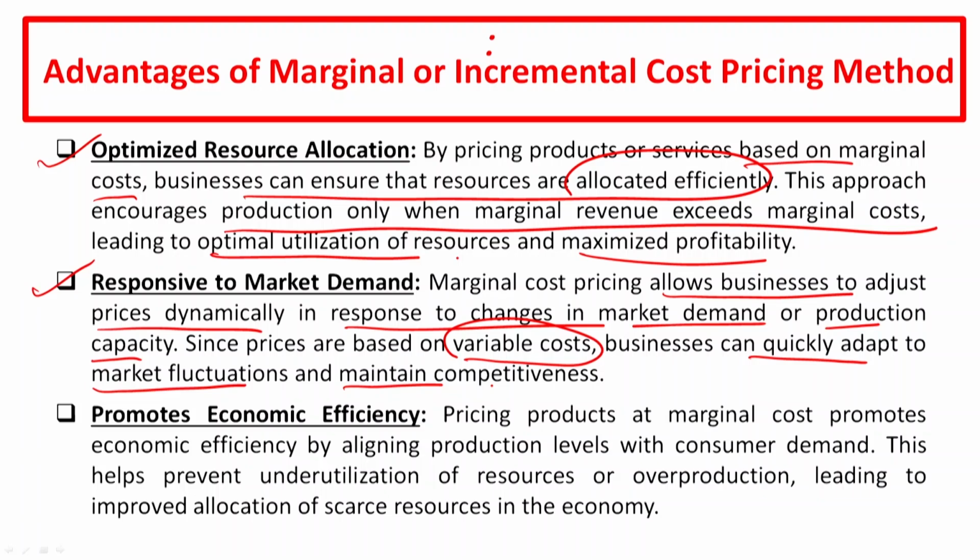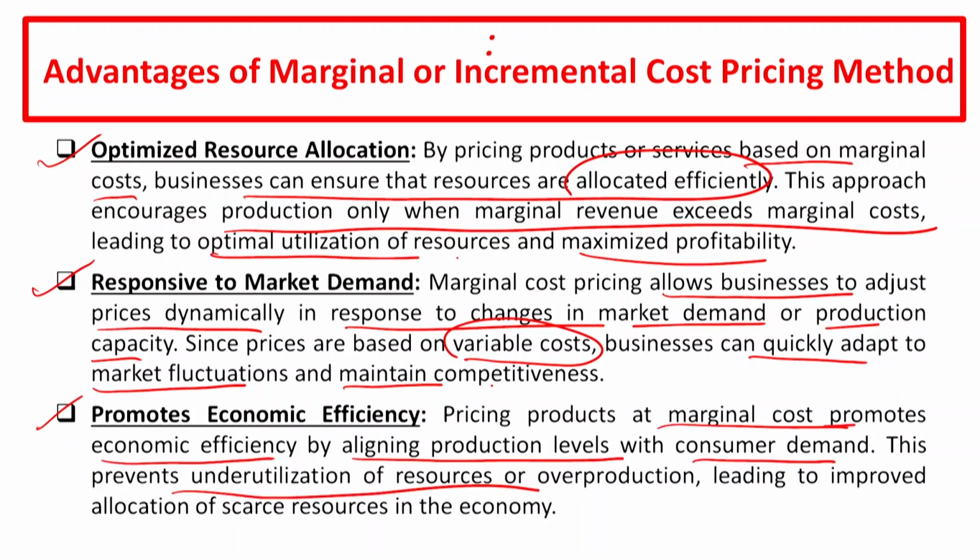And in the third point, it promotes economic efficiency. Marginal pricing at marginal cost promotes economic efficiency by aligning production level with consumer demand, which means the economic efficiency is in line with the production as well as the demand of the consumers, and this prevents underutilization of resources and overproduction, leading to improved allocation of scarce resources in the economy, which means in this method the economic efficiency point can be met and it could help in generation of maximum revenue for the firm.